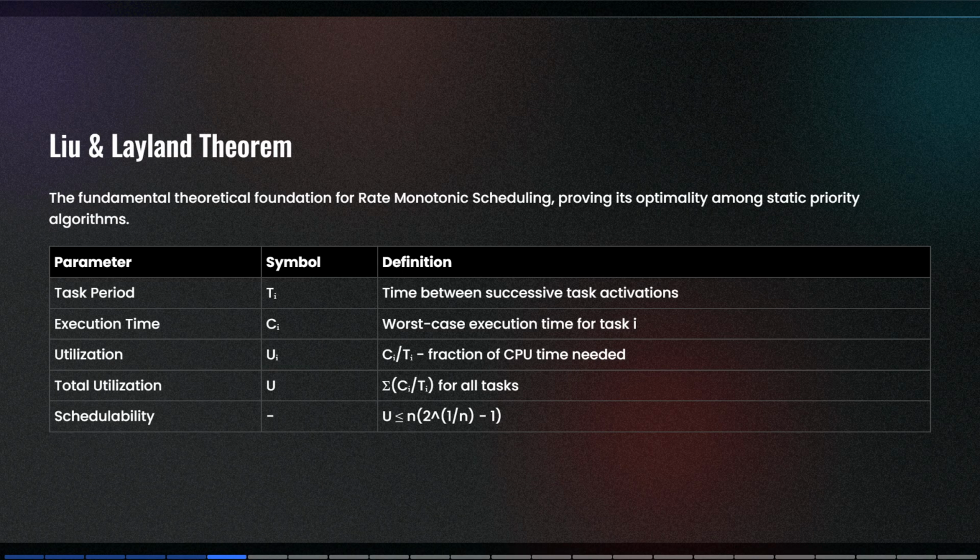Let's talk about Rate Monotonic Scheduling itself. RMS is a preemptive scheduling algorithm for periodic tasks. It assigns higher priority to tasks that need to run more frequently. In other words, the shorter the period, the higher the priority, to ensure the critical high frequency tasks get the CPU time they need.